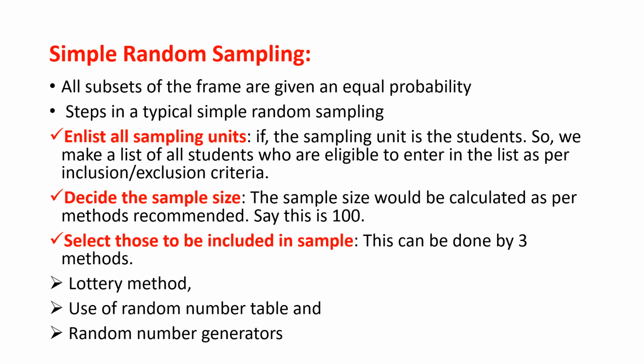So, what are the steps in this simple random sampling? First, you enlist all the sampling units. So, for example, we make a list of all students who are eligible to enter in the list as per the inclusion or exclusion criteria. Now, the next step is deciding the sample size. For this, let us suppose it is 100. Now we have to adopt a method to get those 100. And this can be done in 3 methods in the simple random sampling. Firstly, the lottery method, then the use of random number table and the random number generators.